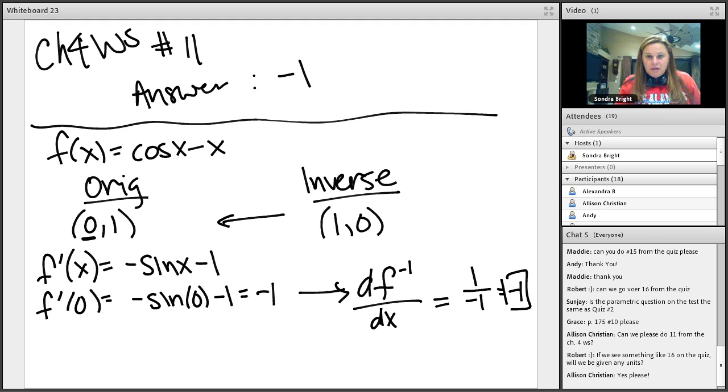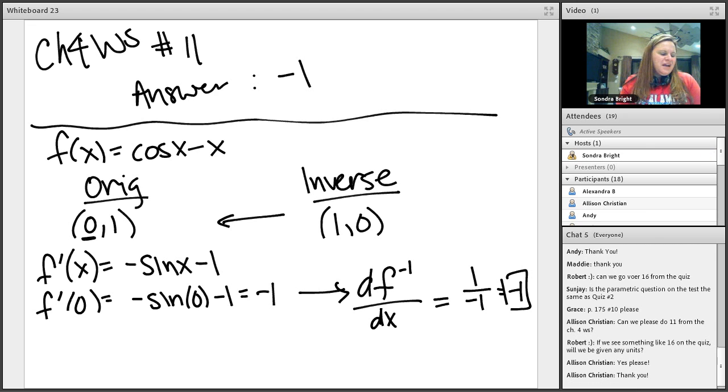If you see something like 16 on the quiz, will you be given units? I doubt it, but maybe. You know, velocity would be meters per second usually. I mean, it could be anything. If you're given units, then you should include units. If you're not, then don't worry about it.